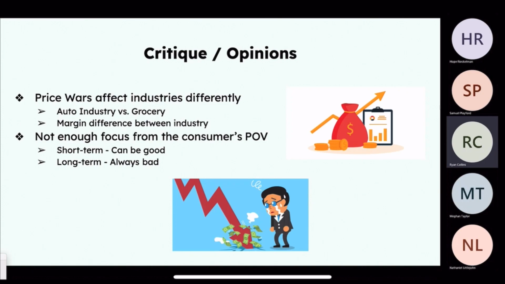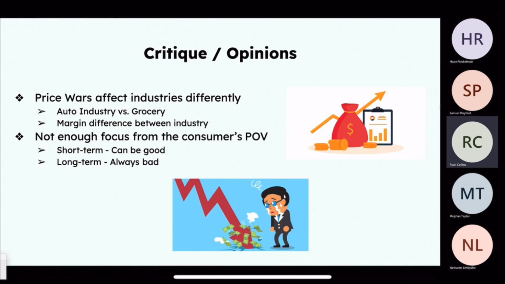This allows the auto industry to engage far more in price wars, especially on their luxury products, versus grocery stores. Whereas if grocery stores start engaging in price wars, the likelihood of them going out of business is far greater. So the effect on different industries could have been focused more on in this article.